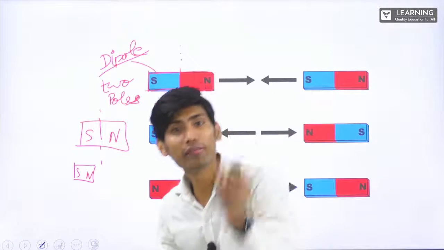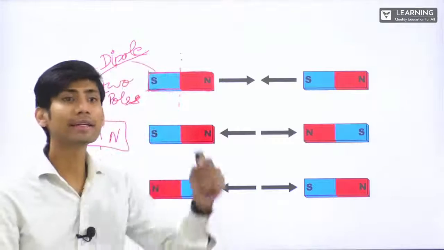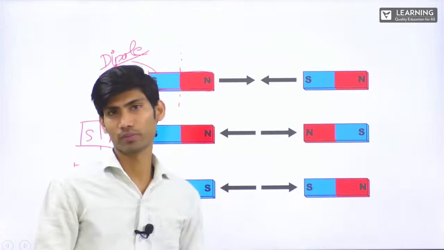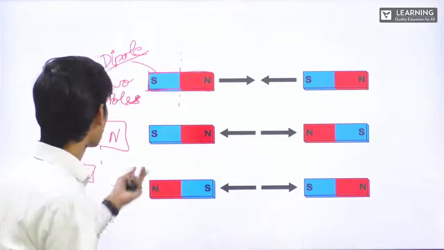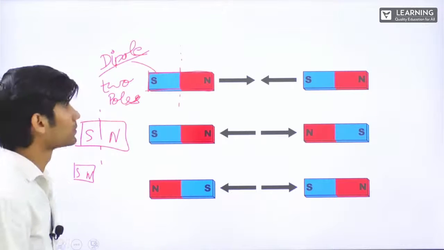A magnet can never have one single pole. A magnet can never exist with a single pole. Alright? It can never be unipolar. Clear? So a magnet will always have two poles.